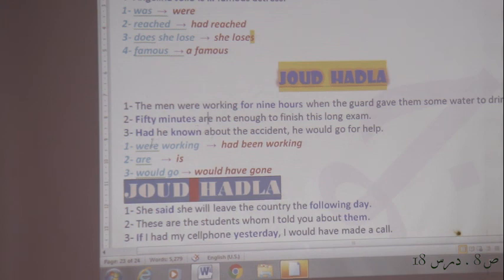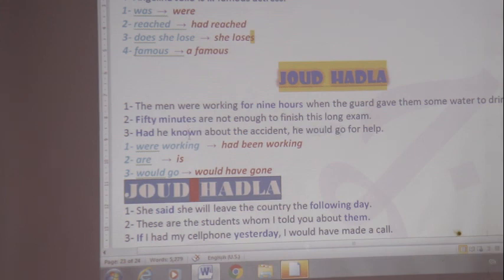Now, had he known. Here it is the same as the third conditional. As you can see, had and the third form. So we need would have plus verb 3. And here is the incorrect form, the grammatical error.